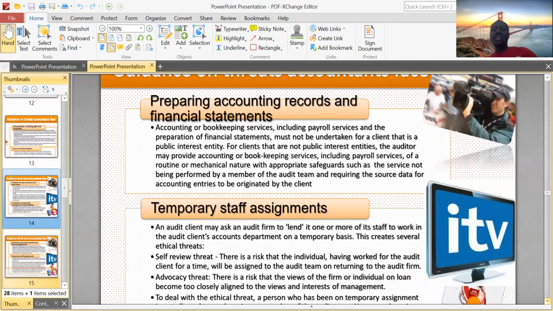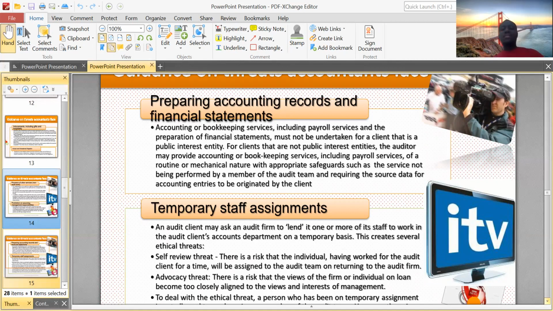Preparing accounting records and financial statements. So there are situations where an auditor might provide accounting or bookkeeping services. So let's see what that brings. Accounting or bookkeeping services, including things like payroll services, must not be undertaken for a client that is a public interest entity.